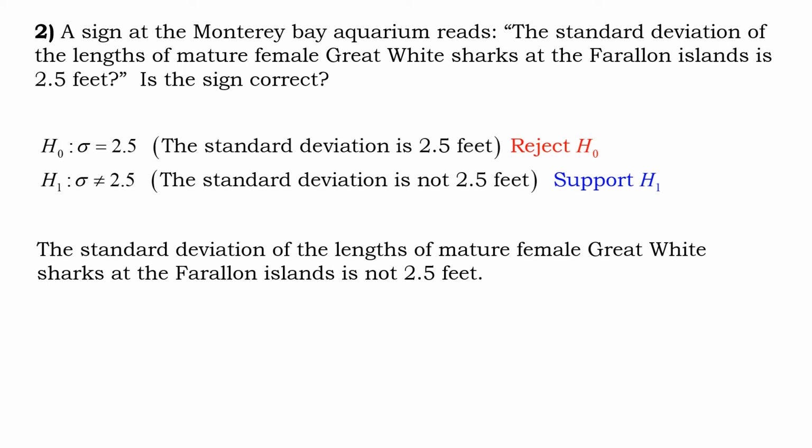Is there a chance we're wrong? Yes, it's about 0.0013. Okay, about a 1 in 1,000 chance that we would be wrong if we make this decision based on what we've seen. So, again, looking at what we've decided, we decided we're going to support H1, so we're going to declare H1 to be true. So I just need to start off by declaring the what? That's where H1 comes in. The standard deviation, specifically of the lengths of the mature female great white sharks at the Farallon Islands, is not 2.5 feet. I'm making a statement, declaring it to be true, period, end story.